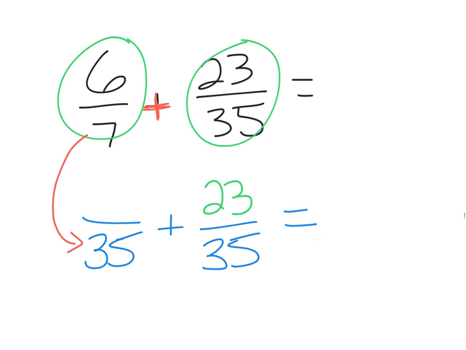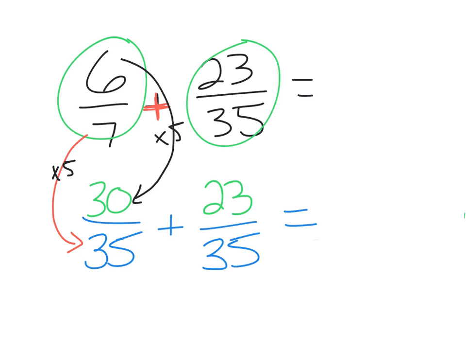So like we did in that last problem, we have to think, okay, what did we multiply 7 by to get to 35? Well, I multiplied by 5. So therefore, we're going to have to do the same thing to the 6. 6 times 5, we know, is 30. So therefore, our new fraction is 30 over 35. And although it does look like a new fraction, it is equivalent to the 6 over 7.